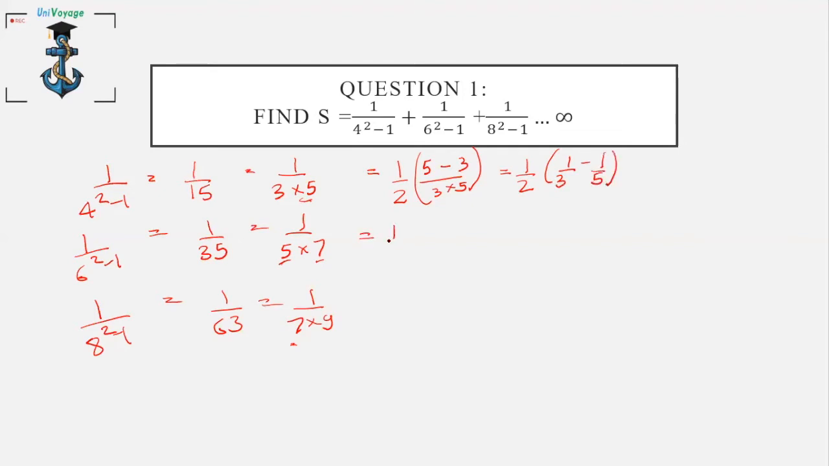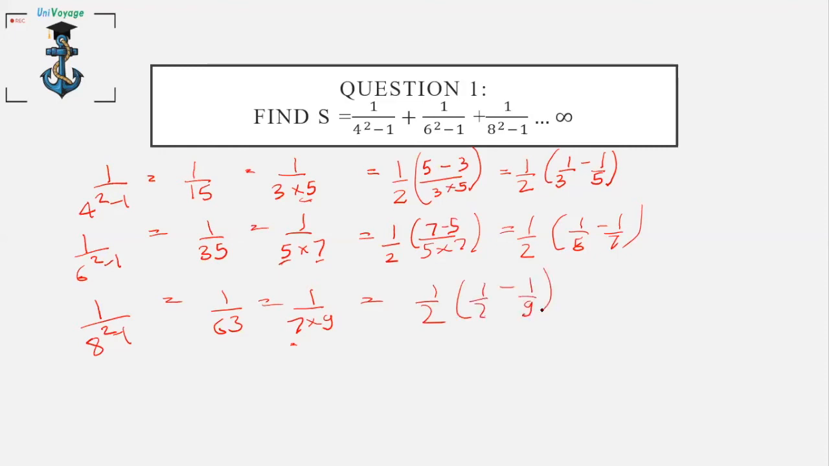Similarly, you can write 1 upon 5 into 7 as half into 7 minus 5, since 7 minus 5 is equal to 2, upon 5 into 7. This will again give you half into 1 by 5 minus 1 by 7. And in the same pattern, you can write it as half into 1 by 7 minus 1 by 9.